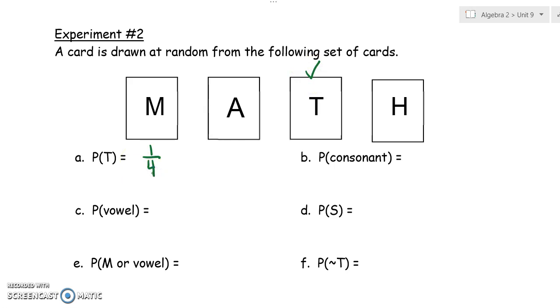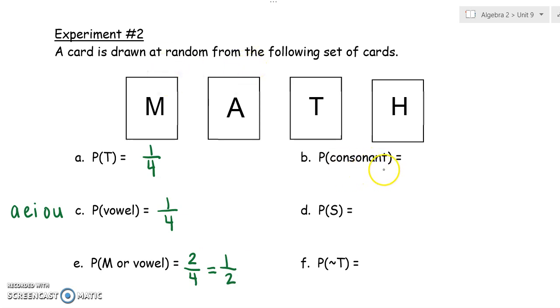Now, the probability of us getting a vowel. Vowels are, remember, A, E, I, O, U. So if I'm looking at the letters, the only vowel I see is an A. So that's 1 out of the 4 as well. The next question says, what's the probability of getting an M or a vowel? Well, here's an M and here's a vowel. So either one of those is good. So that's 2 out of 4 cards, which reduces to 1 out of 2. So half the time.